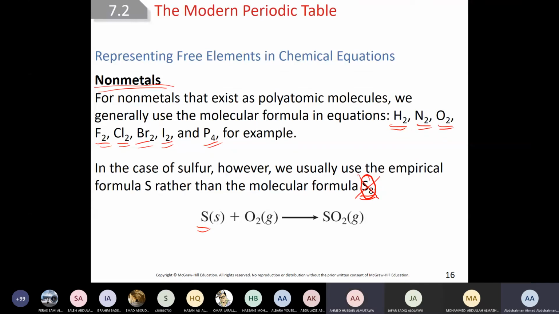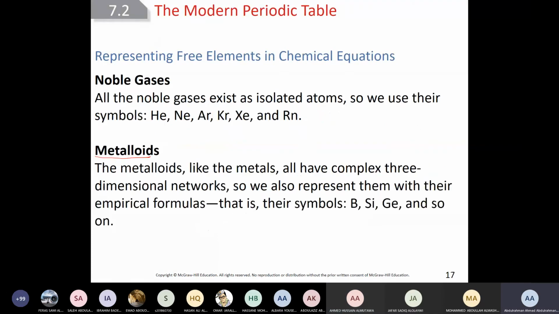All the non-metals, Doctor? No, this is not the whole non-metals, just part of them. But these are non-metals, and this is the structure. We also have noble gases. Are these metals or non-metals? Non-metals. You have to know this, and also you have to know the structure is like this.